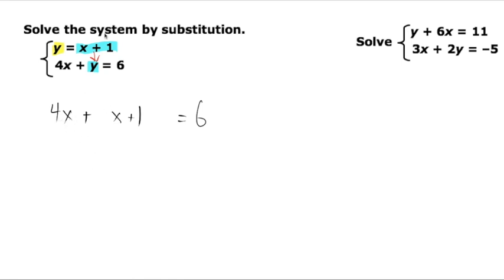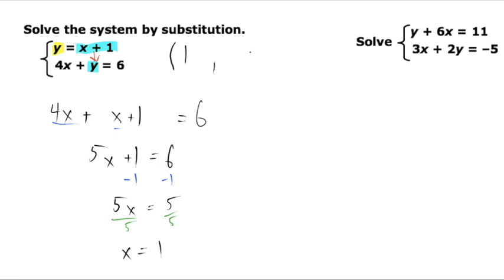So I can then add like terms together. I have the 4x and the x. So 4x plus x gives me 5x. And now this is just a 2-step solve. So I'm going to subtract 1 on both sides, leaving me with 5x equals 5. And then I'm going to divide both sides by 5, giving me x equals 1. So I now know part of the solution, where x is 1.